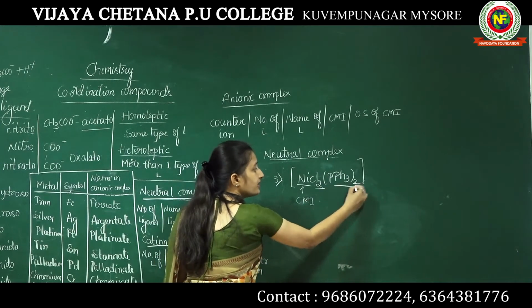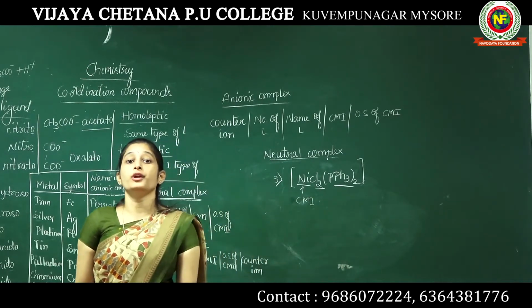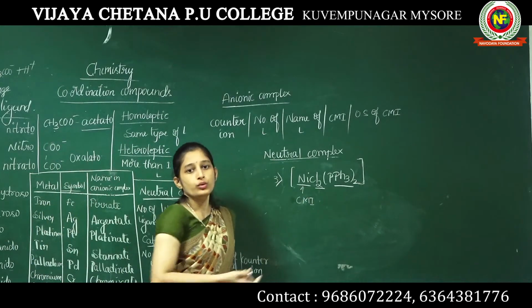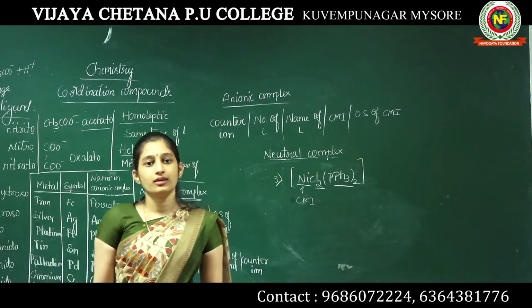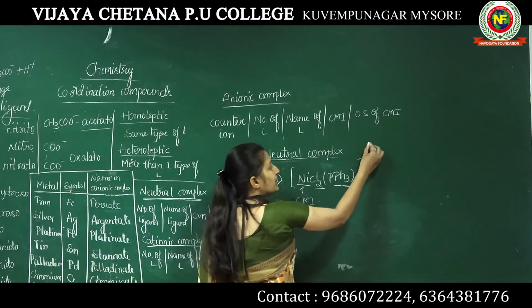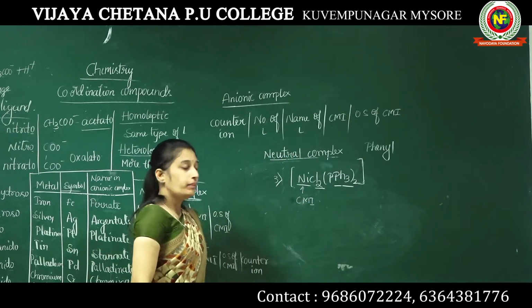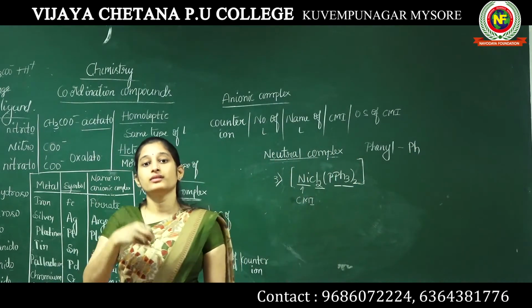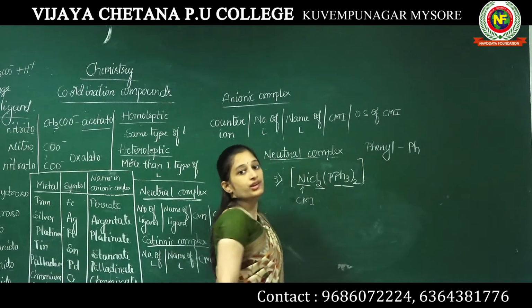This one is a ligand and this one is also a ligand. This one is Cl. Cl means chlorido. This is one type of ligand. How many Cls are there? 2 Cls are there. But PPh3, what is this PPh3? P means phosphorus. Ph means phenyl. Phenyl is nothing but a benzene ring. Ph means phenyl, means benzene ring.